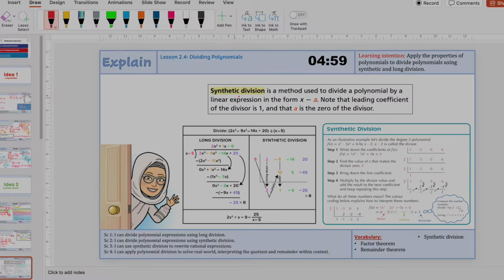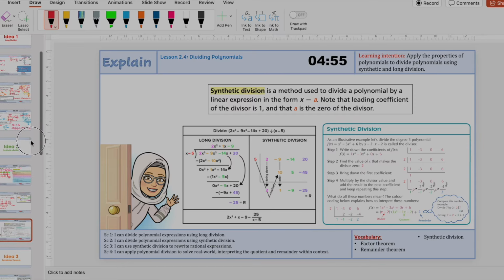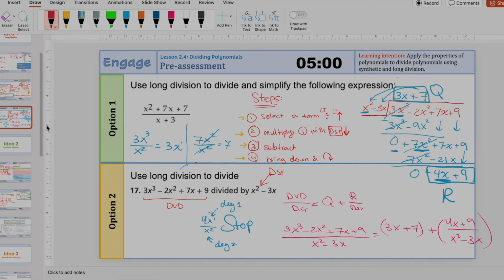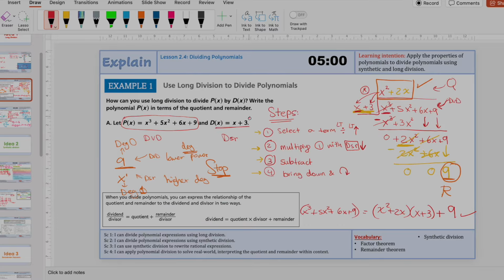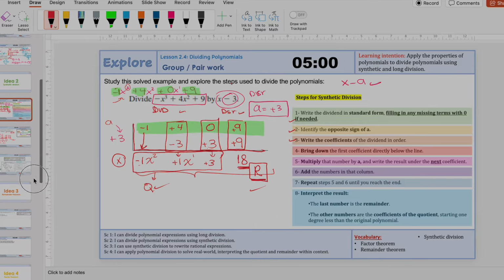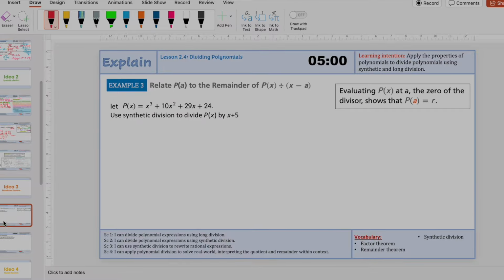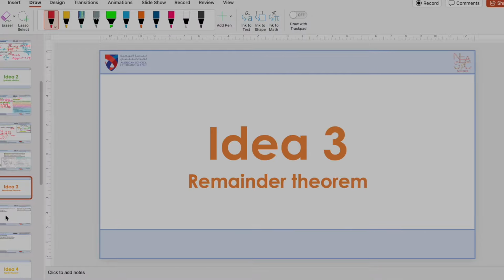It's a very easy technique. You can just try to apply it, and remember it doesn't work on such divisors. It only works on divisors like these, or maybe this one, anything like x plus or minus a number. Okay? Now moving to the remainder theorem.